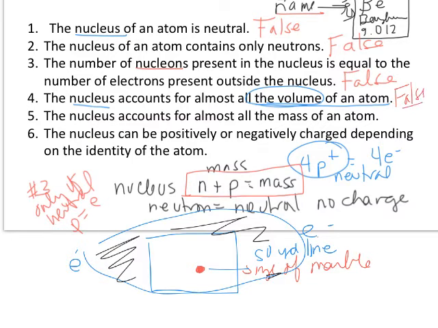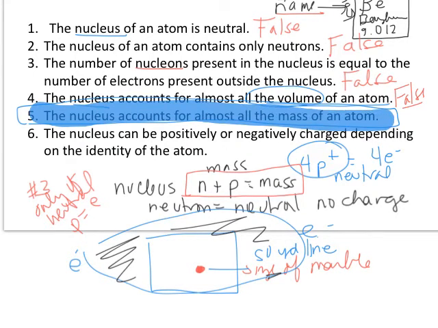So this is false. Number 5, the nucleus accounts for almost all the mass. That is true. Okay? So let's highlight that one. Number 5, true. Because of this equation here that I told you need to memorize. Neutron plus proton equals mass.